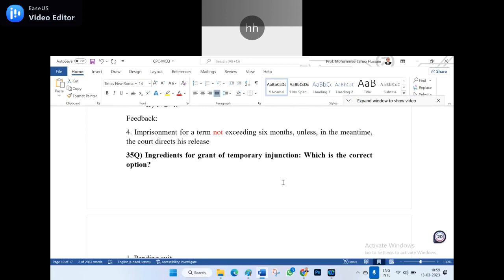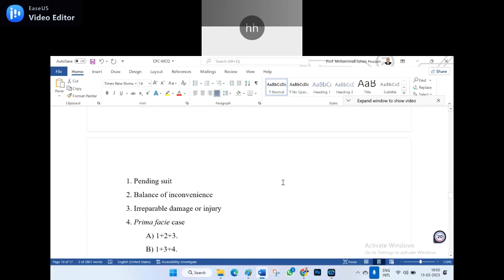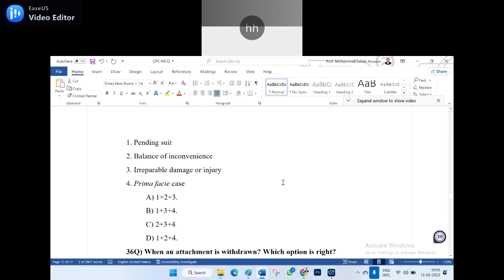Repeat. Ingredients for grant of temporary injunction. Which is the correct option? Here I have given: Number 1, pending suit. Number 2, balance of inconveniences. Number 3, irreparable damage or injury. Number 4, prima facie case. So now A: 1 plus 2 plus 3, B: 1 plus 3 plus 4, C: 2 plus 3 plus 4, D: 1 plus 2 plus 4.